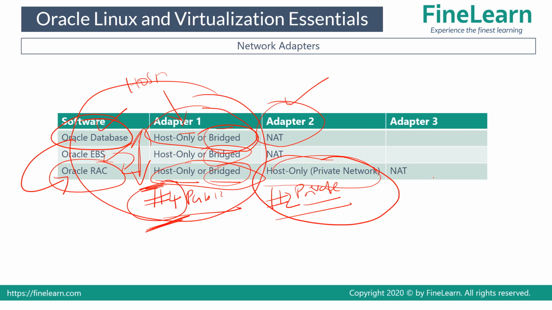And finally, last but not the least, even for Oracle RAC, when you want to install any RPMs, we will require internet. And to access the internet, we're going to have a NAT network. So this is how you can decide how many network interfaces you really need in your system, that is in your virtual machine, and what is the significance of each and every type of network adapter.